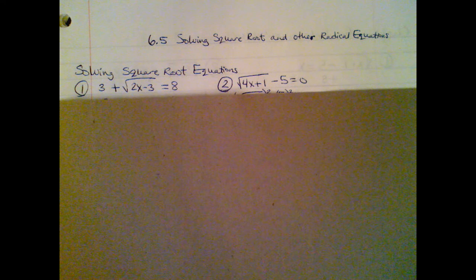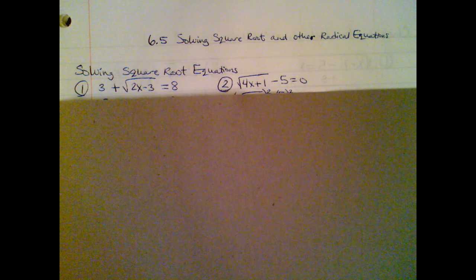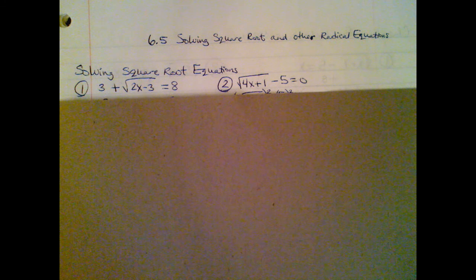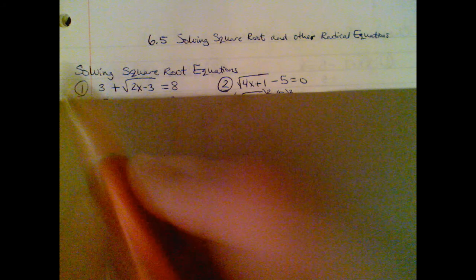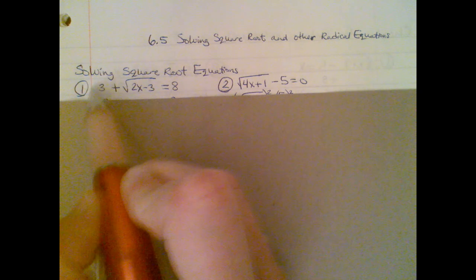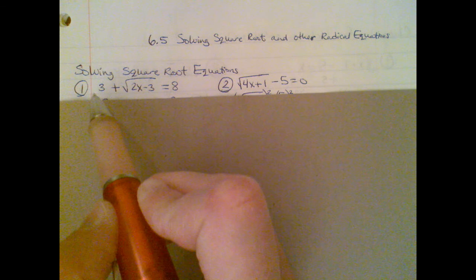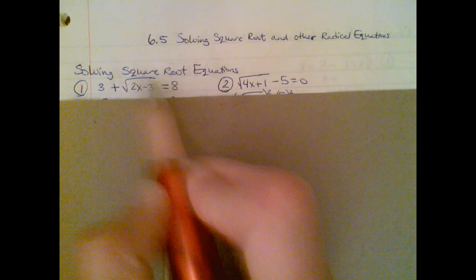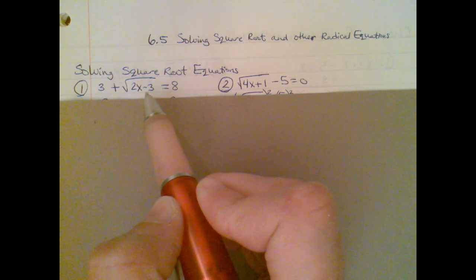So to start off with, the first problem we're going to take a look at is 3 plus the square root of 2x minus 3 equals 8. So for these problems, we want to get the square root symbol by itself. So anything that is added or subtracted or multiplied to it, we want to move to the other side, so we just have the square root and what's underneath of it by itself.